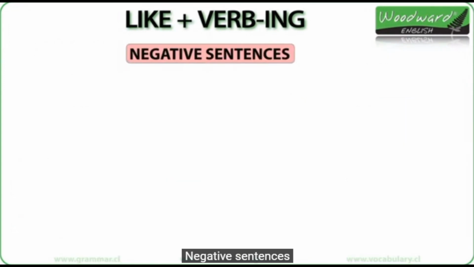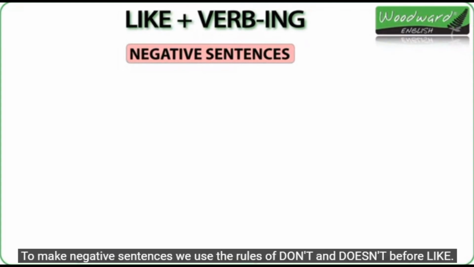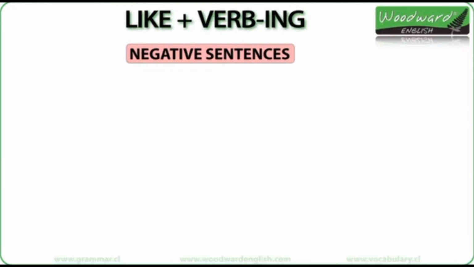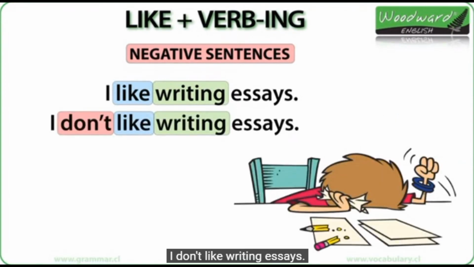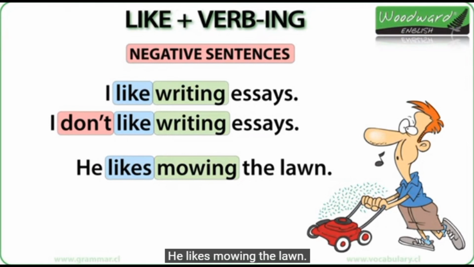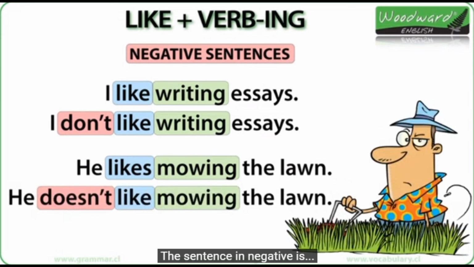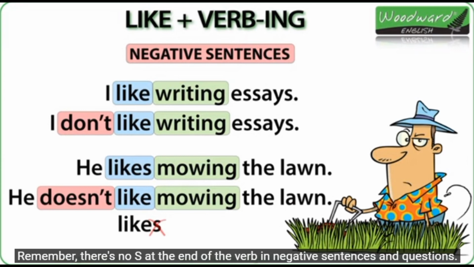Alright? To make negative sentences, we use the rules of don't or doesn't before like. Remember, I like writing essays becomes, I don't like writing essays. He likes mowing the lawn. Negative. This sentence is he doesn't like mowing the lawn. Right? Remember, there is no s at the end of the verb like in the negative sentences or questions because I use doesn't.